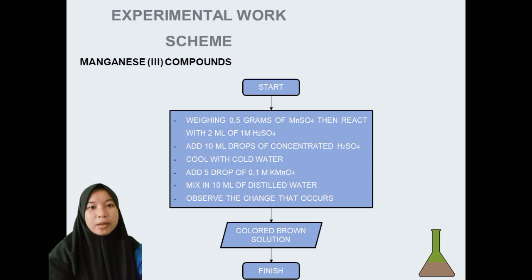And experimental work scheme 2, manganese 3 compound. First, weigh 0.5 grams of manganese sulfate, then react with 2 milliliters of 1 molar sulfuric acid, and 2, add 10 drops of concentrated sulfuric acid, and 3, cool with cold water, and 4, add 5 drops of 0.1 molar potassium permanganate, and 5, mix in 10 ml of distilled water, and next observe the change that occurs, and the product is a brown solution, and finish.